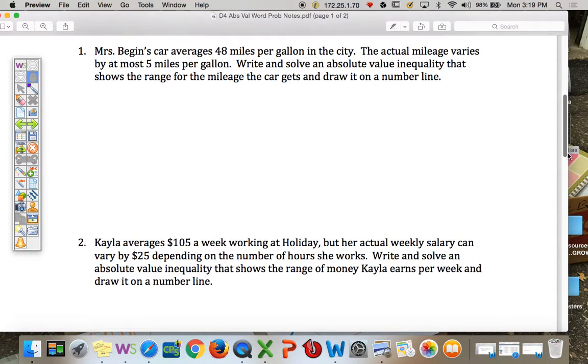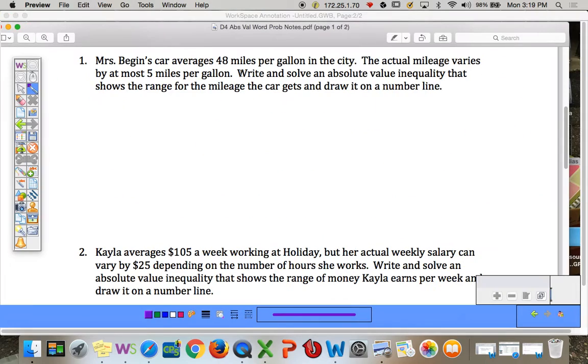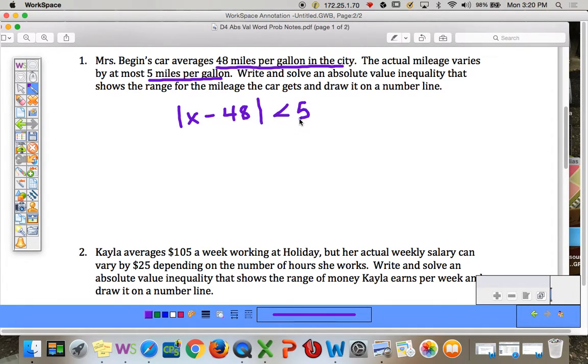So let's take a look at the first one. Mrs. Bajan's car averages 48 miles per gallon in the city. The actual mileage varies at most 5 miles per gallon. Write and solve an absolute value inequality that shows the range for the mileage the car gets and draw it on a number line. All right, so we have our mileage right here, but it can vary. So I'm going to put x minus 48 can vary, and it can vary 5 miles per gallon. So it can be greater than or less than 5.